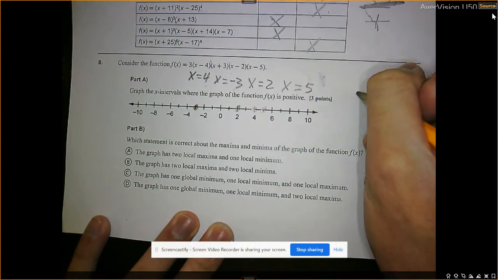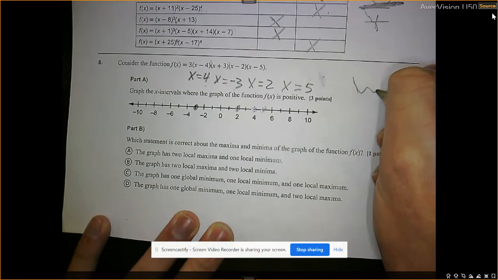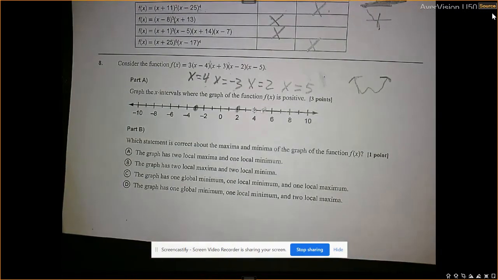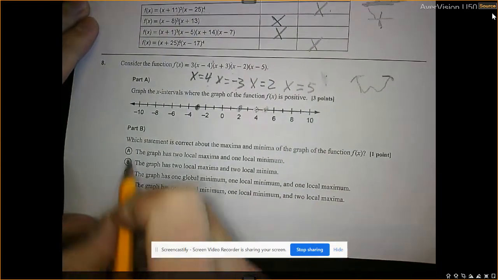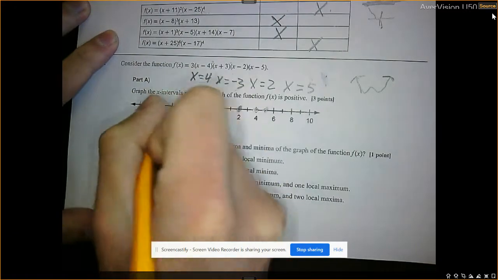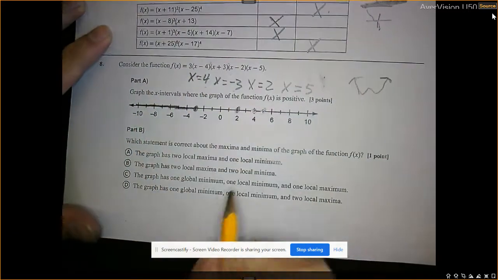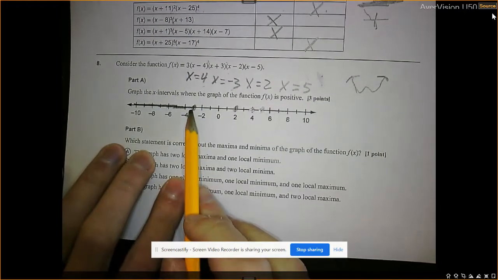So I don't care what's going on in between, but I know that it's going to look something like that. Okay? So it's going to start positive. So it's going to be positive this whole way, all the way till we hit our first turning point. Then it's going to be negative, right?